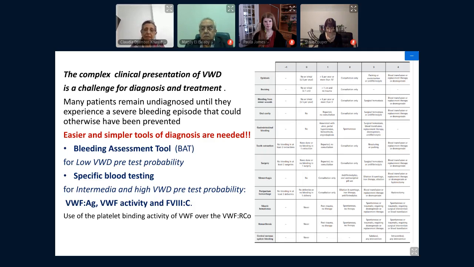So we need easier and simple tool of diagnosis. It's really a need. And if you look to the different guidelines you can read, you see that the tools that you can use are perhaps bleeding assessment tools and specific blood testing, mainly antigen von Willebrand activity and factor VIII level.